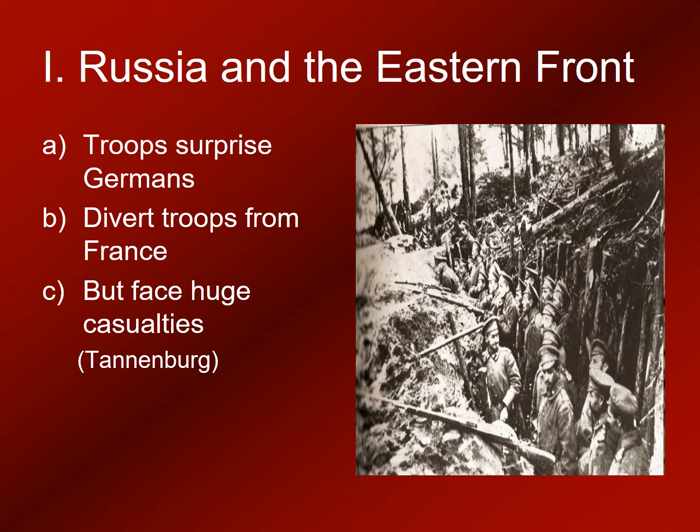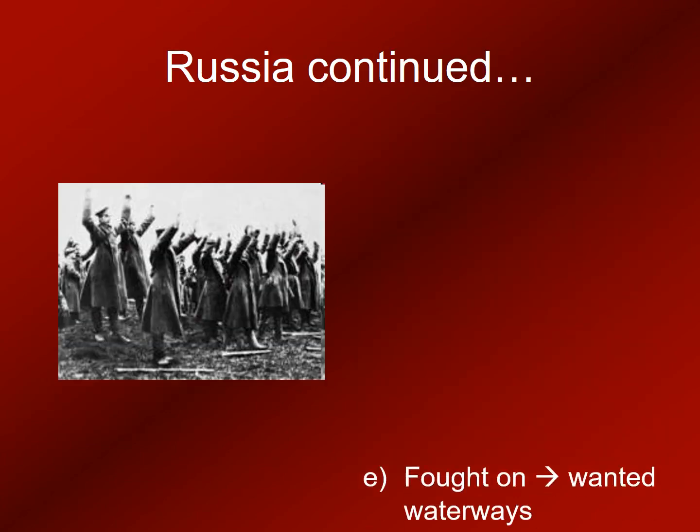But the Russians face huge casualties. The Battle of Tannenberg was an example where the Germans just rolled over the Russians. It was so bad that the German commander, looking over the scene after the battle, just went into his tent and committed suicide. It was that horrible. They lost tremendous amounts of land to the Germans, and it doesn't go well for now.